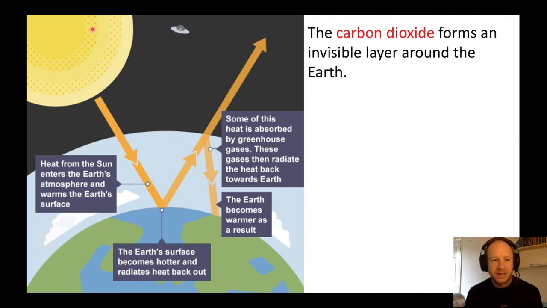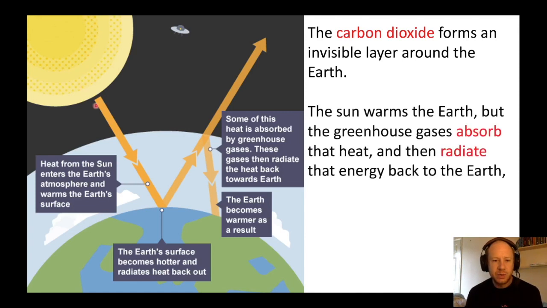Now, obviously the sun will produce heat energy, and that heat energy will go onto the Earth, and it will warm up the Earth. The Earth will get warmer. Some of that heat will be reflected, so it will just bounce off the Earth and bounce back into space.